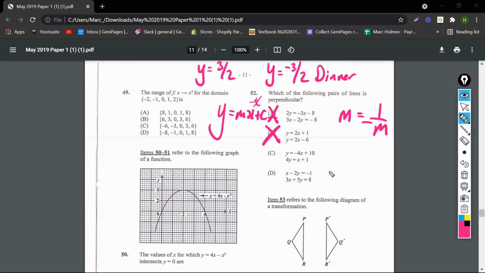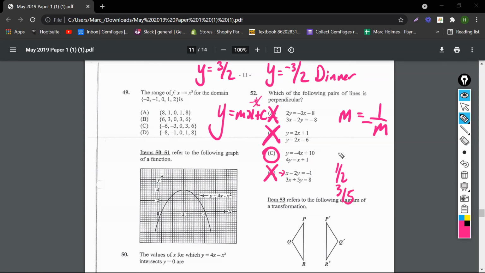For D, the gradient for the first one is a half, and for the second one the gradient is 3 over 5. So this one is definitely out. So the answer is C still. But let's work out the answer and see why it's C.